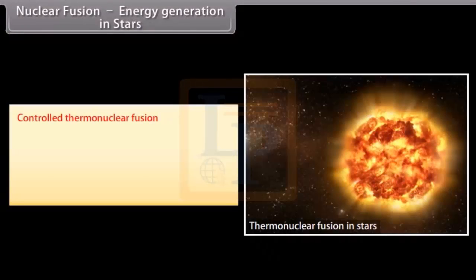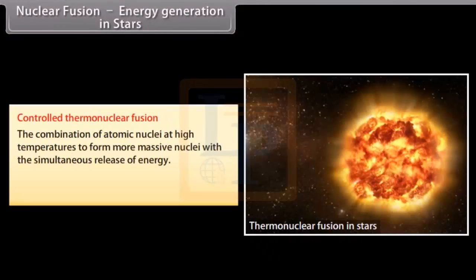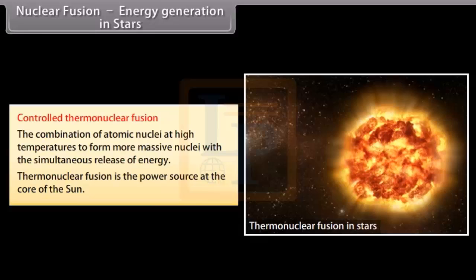Controlled thermonuclear fusion. The combination of atomic nuclei at high temperatures to form more massive nuclei with the simultaneous release of energy. Thermonuclear fusion is the power source at the core of the Sun.